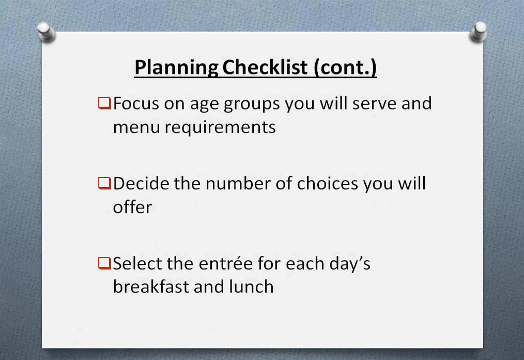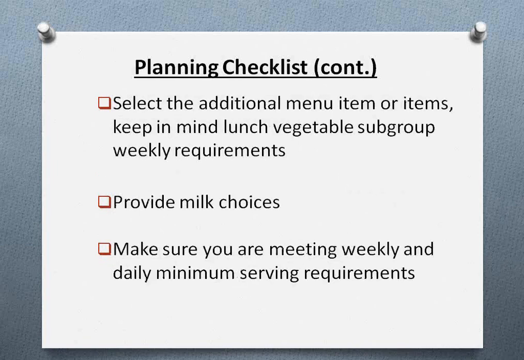To begin your menu, you're going to want to build off of your entrees. So you're going to select the entree for breakfast and lunch and start with that each day. After you've selected your entree, you're going to want to select the additional items, and keep in mind when you're working with the lunch that we do have the vegetable subgroups that have the weekly requirements. So as you build onto your lunch, make sure that you're meeting each individual vegetable subgroup throughout the course of the 5-day week.